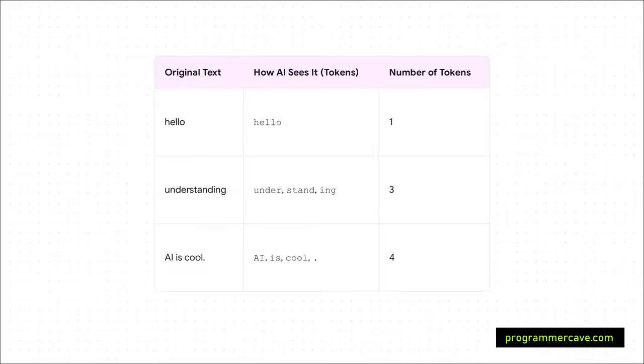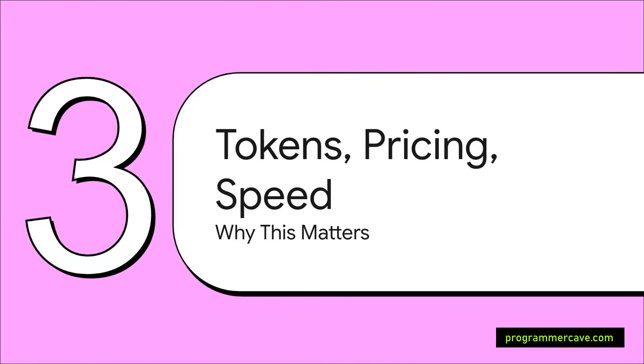Okay, take a look at this, because this is where it really clicks. A simple word like "hello," that's just one token. Easy enough. But look at a longer word like "understanding." The AI doesn't see that as one thing. Nope, it splits it into "under," "stand," and "ing." 3 tokens. And check out the last one, "AI is cool." That becomes 4 tokens. Why? Because even the period at the end gets counted as its own separate token. Wild, right?